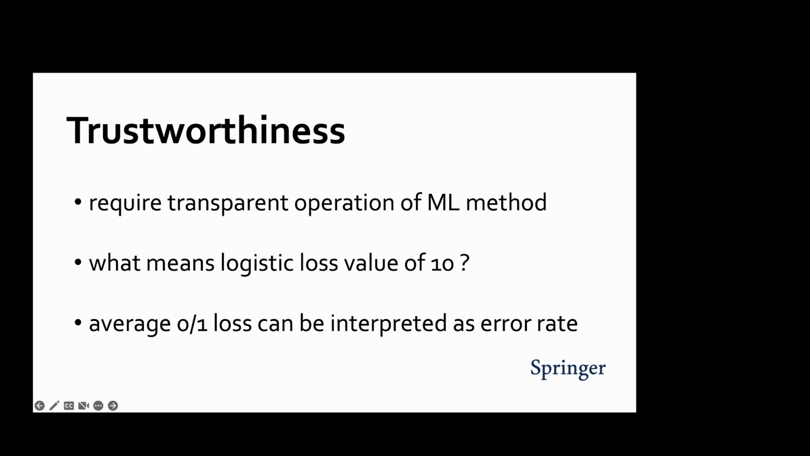Besides the computational and statistical aspects for choosing a loss function, we must also take into account the trustworthiness of the resulting machine learning method. While it is difficult to grasp the meaning of specific values of the logistic loss, reporting the average 0-1 loss of a hypothesis can be easily interpreted as an error rate. It is also common practice to communicate the quality of a classification method by reporting its accuracy on a test set. Note that the accuracy is a trivial rescaling of the average 0-1 loss.